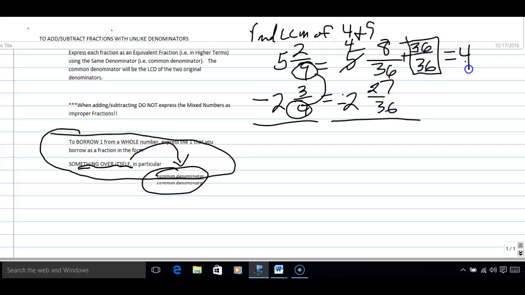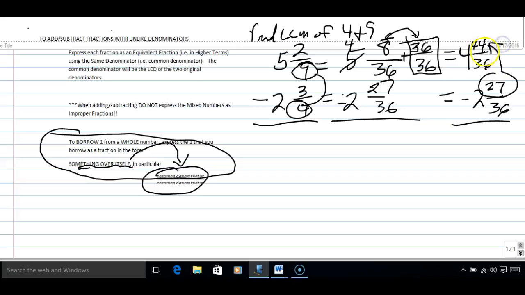So that gives me 4. Now, you had 8 36ths to begin with. You borrowed one, which is 36 36ths. So you combine these two. 8 and 36 gives you 44 over 36. Minus 2 and 27 over 36. Now the purpose for borrowing is that now you can subtract 27 from 44 because 44 is larger than 27.